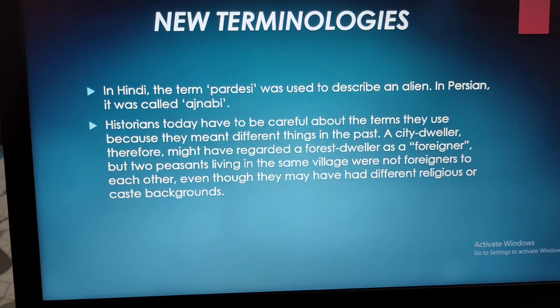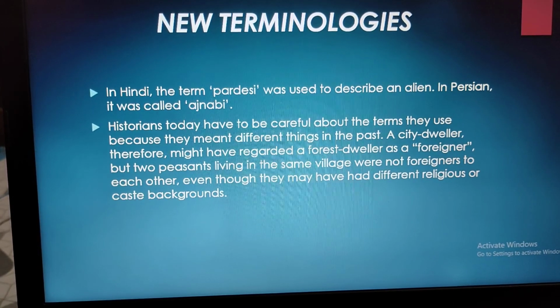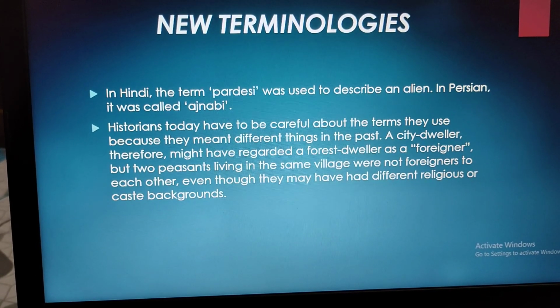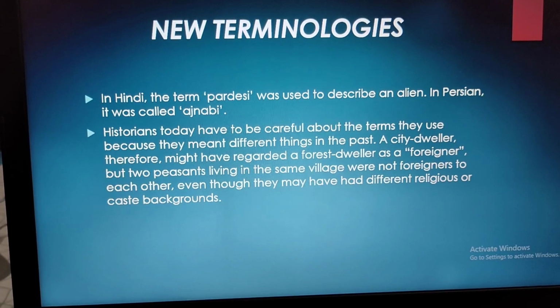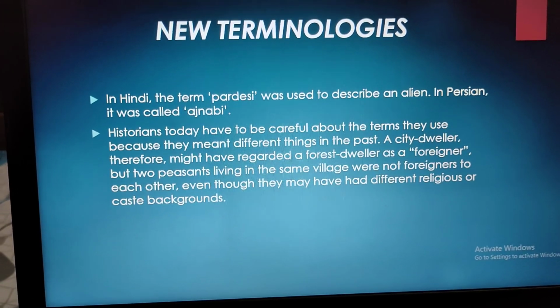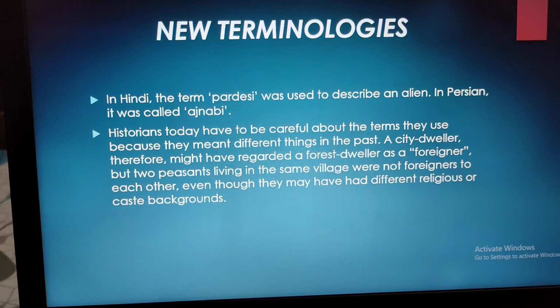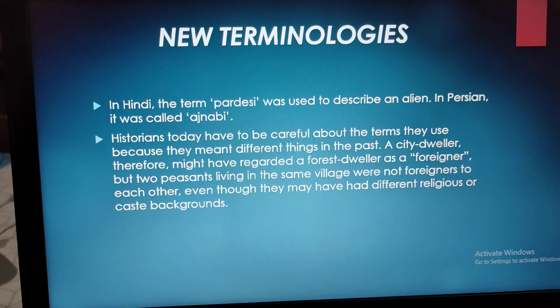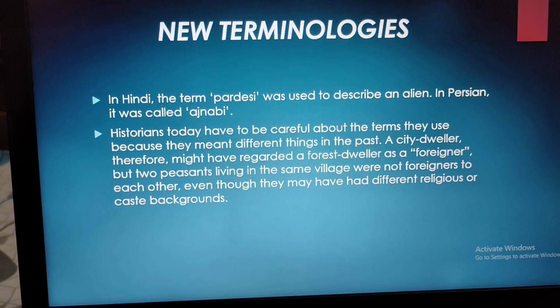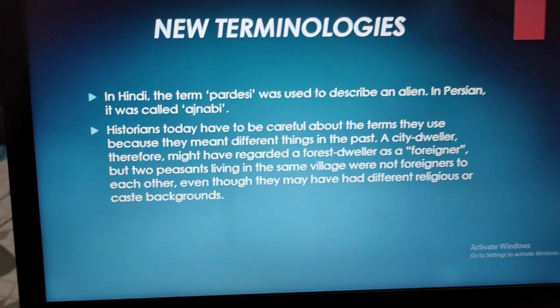Historians today have to be careful about the terms they use because they meant different things in the past. A city dweller, therefore, might have regarded the forest dweller as a foreigner, but two peasants living in the same village were not foreigners to each other, even though they may have had different religious or caste backgrounds.